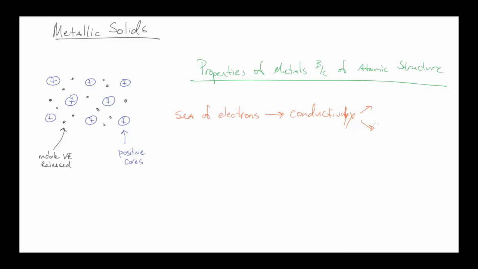Now the next property that we're going to take a look at is the positive cores. They are not mobile per se, but we can push them and work them around because of the non-directional bonding that exists. It doesn't matter where I push them in the metallic solid, the bonding environment will still be the same. And so the two properties that we get from the non-directional bonding in these positive cores are the malleability and the ductility of the metals.